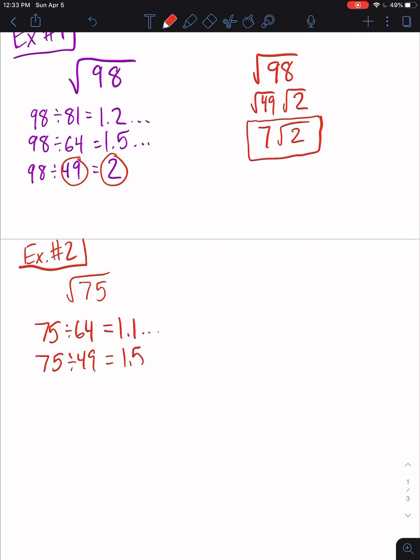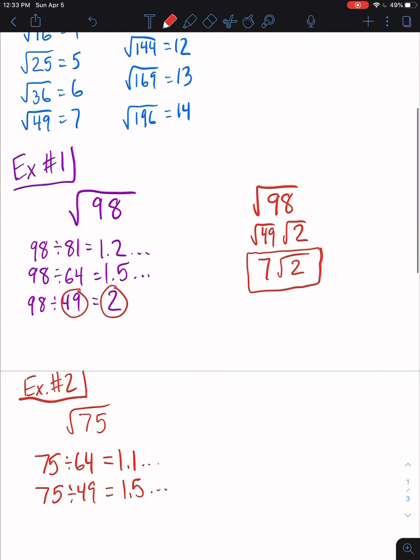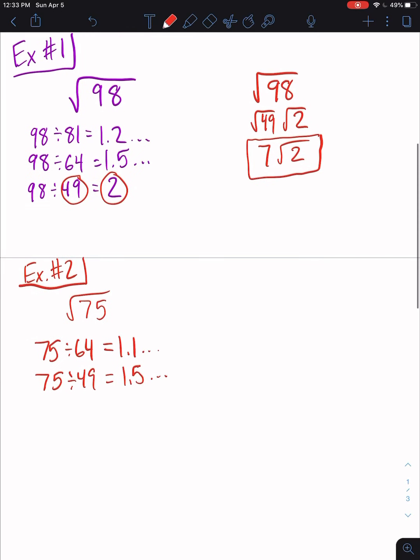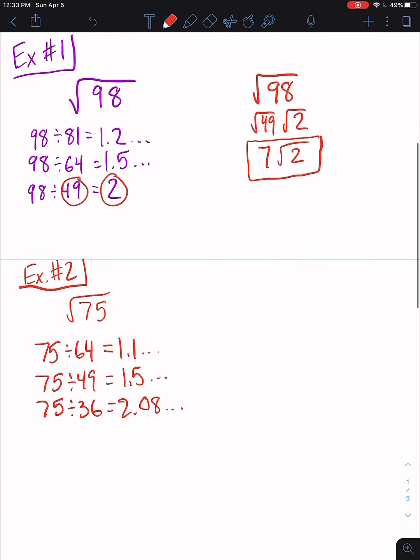Oh, 1.5 something, decimal. 75 divided by 36. Got a decimal, so 75 divided by 25. And so we get 3.